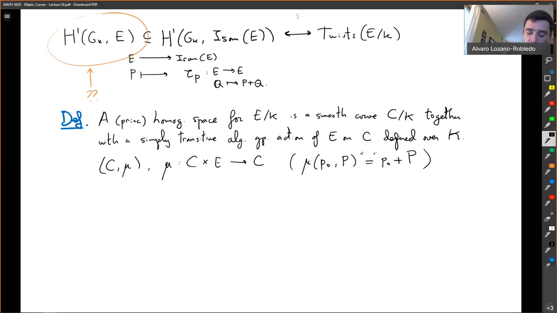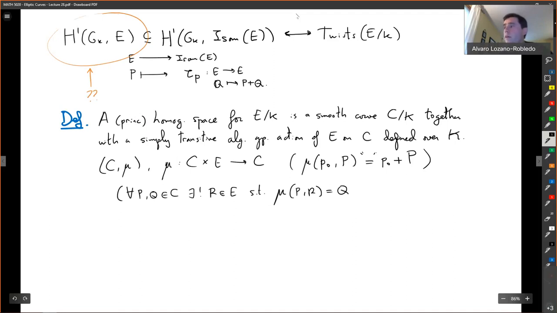Now, it turns out that for all P and Q in C, there is a unique R in E such that mu of P, R is Q, and we write that as subtraction sometimes. So we will write Q minus P is R, and again this is just notation, so just to understand that.